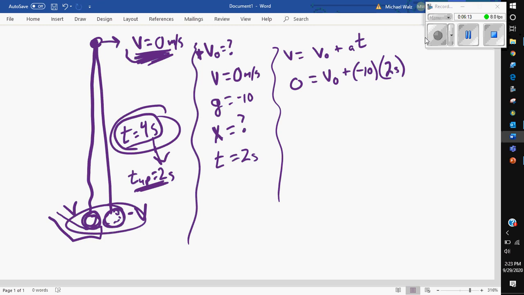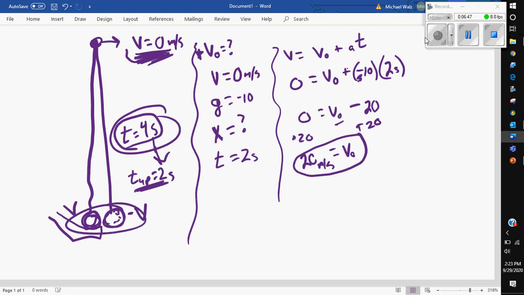Okay, so 0 then equals V sub naught minus, because you're adding a negative number here, minus 20. Okay, so now to get V sub naught by itself, you have to add 20 to both sides, right? So then 20 meters per second is our initial velocity. Any questions on that? Okay, so it's not a question anymore. Now we know it's 20 meters per second.